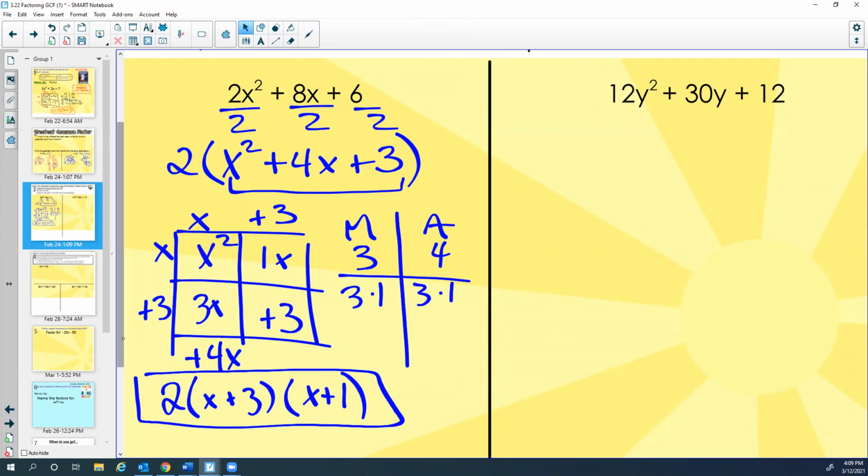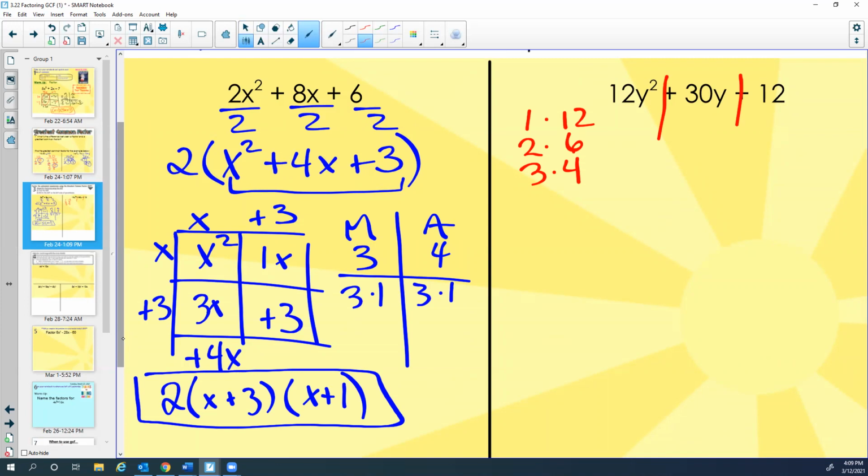All right, so the next one, what's the greatest common factor there? If you need to, write the factors out. So for instance, split them up. For 12, the factors of 12 are 1 times 12, I have 2 times 6, I have 3 times 4. Those are my factors of 12. The factors of 30. Again, I'm looking for the greatest common factor.